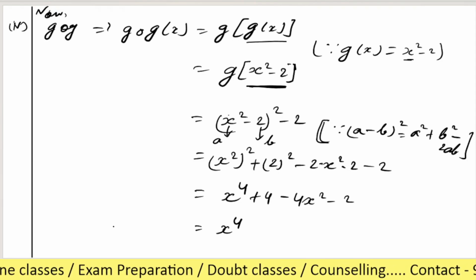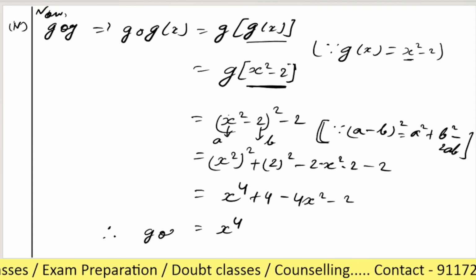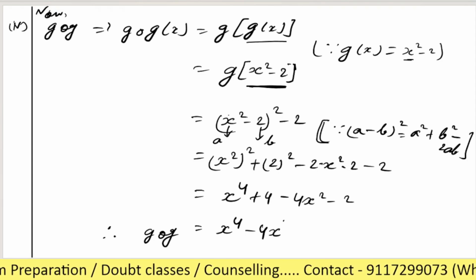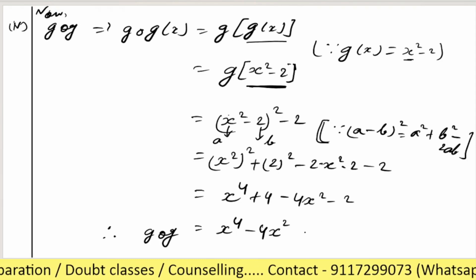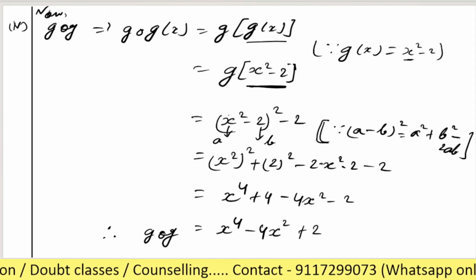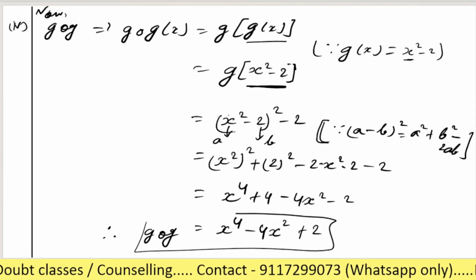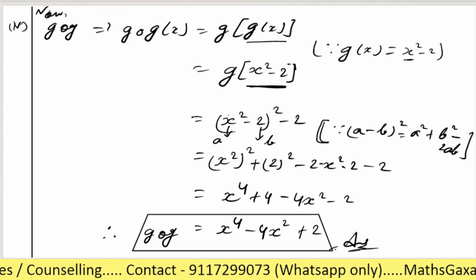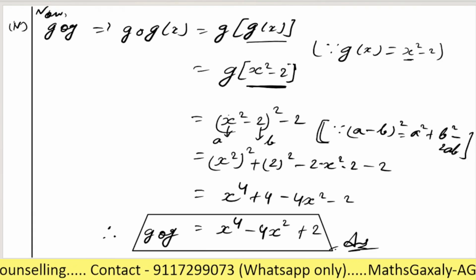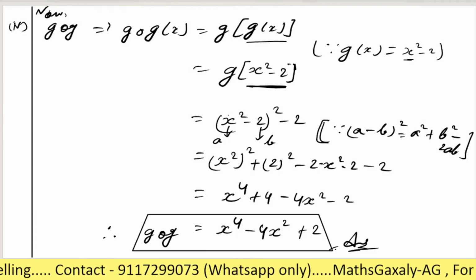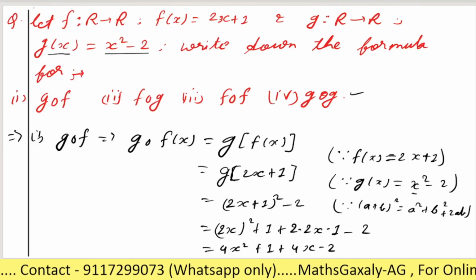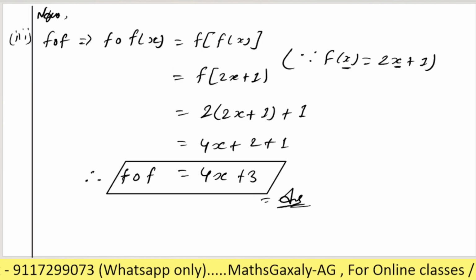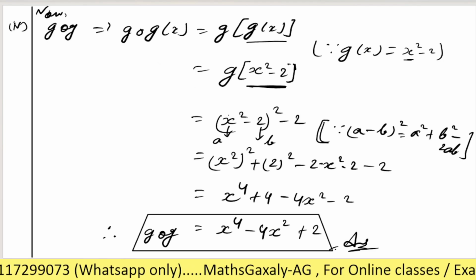X to the power 4, here we can say that therefore gog equal to x to the power 4 minus 4x square, and here plus 4 minus 2, that will be plus 2, है ना? So this will be the answer. Okay, is it clear or any doubt? Tell me. No doubt, sir. So in the same way you have to solve in test or in exam. Okay. Is it clear now? Yeah, clear.